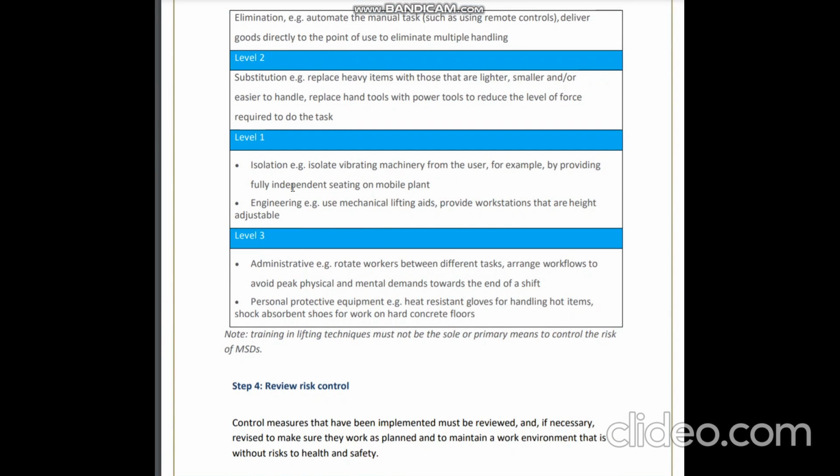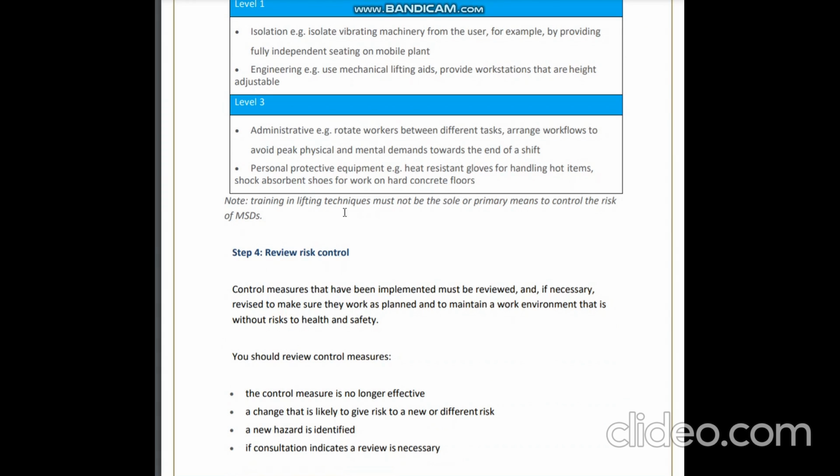Level 1, this is isolation. We can also do the isolation and engineering controls. Examples are mechanical lifting aids and providing workstations that are height adjustable. Level 3 is administrative: rotate the workers between different tasks, arrange workflows to avoid peak physical and mental demands towards the end of the shift. Personal protective equipment should be given to all of the workers. Examples: heat resistant gloves for handling hot items, shock absorbent shoes for work on hard concrete floors.